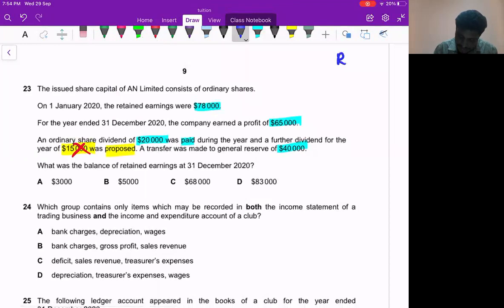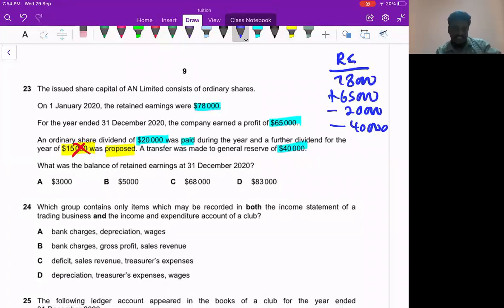So I'm doing only the retained earnings. Opening balance is 78,000. Then add the profit, plus 65,000. Then pay dividend, which will be minus 20,000. And then there is a transfer. Transfer will be minus from retained earnings and plus in the general reserve. So what is the balance c/d for the retained earnings? 78,000 plus 65,000 minus 20,000 minus 40,000. I get 83,000. The question asks what is the balance of the retained earnings? Yes, 83,000.